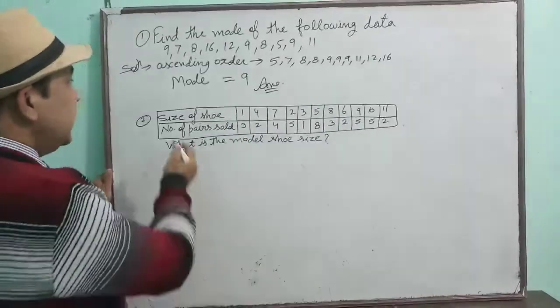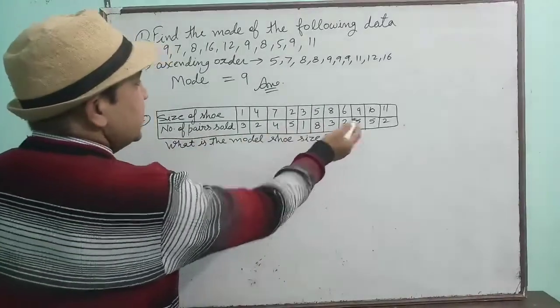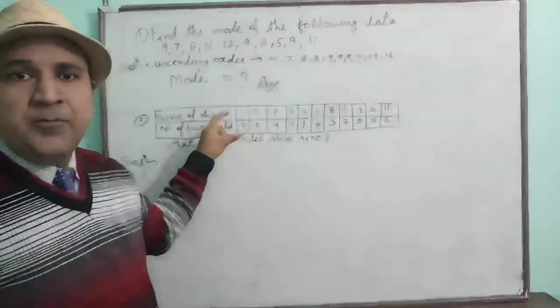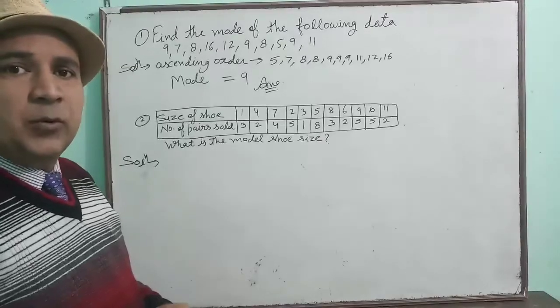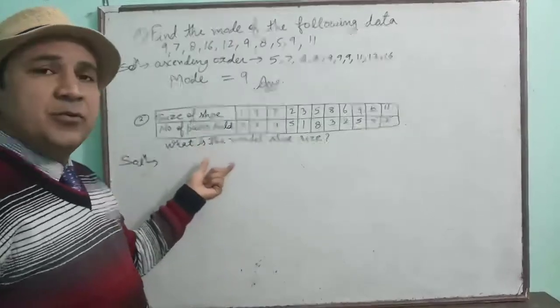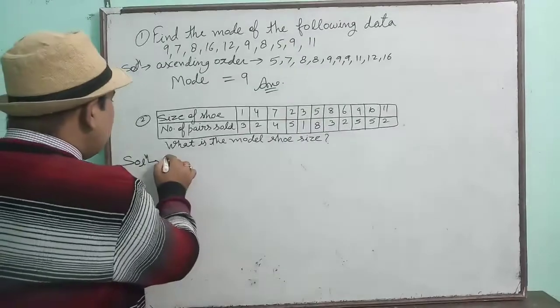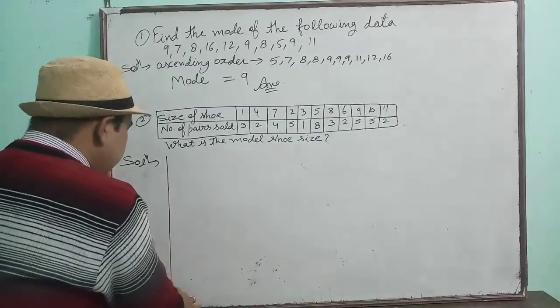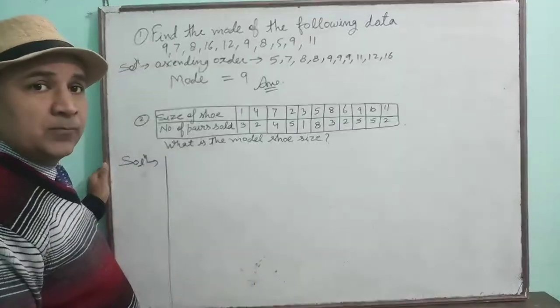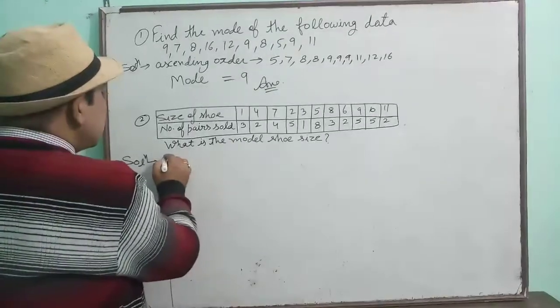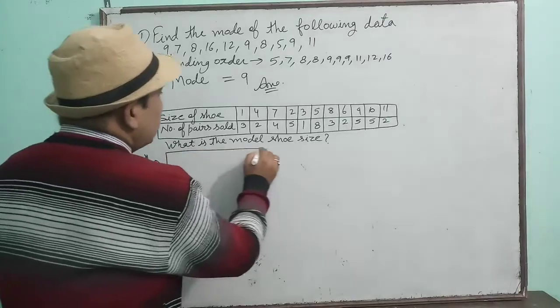Understood? But if the question is in this form, then how will you find the mode? Now here we will use the empirical formula. And to use the empirical formula, you have to find mean and median both. Since you have to find mean and median both, you will make 4 columns.